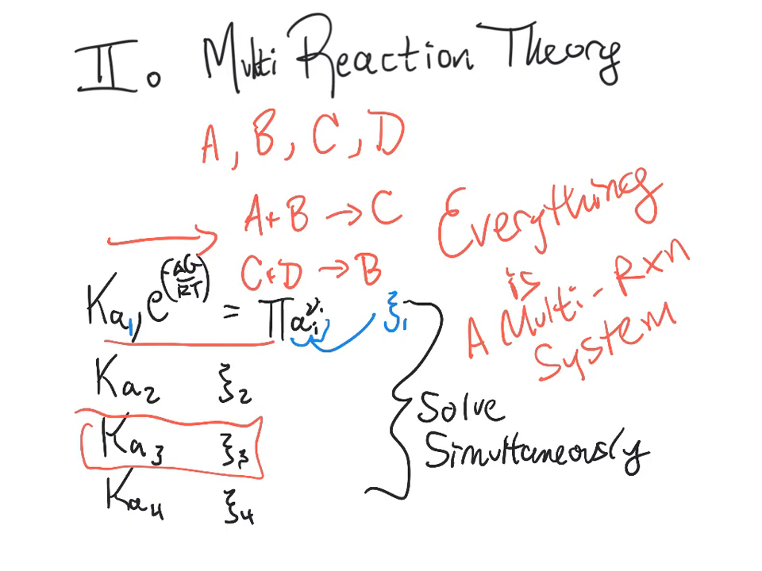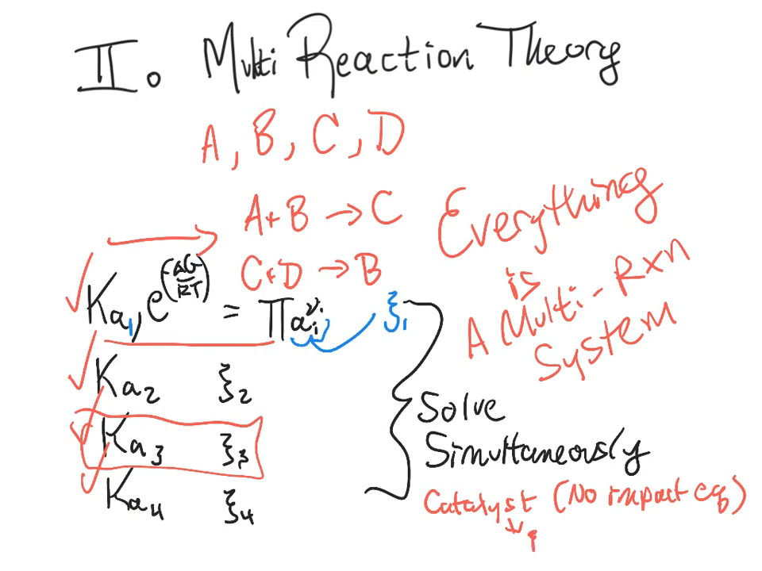Now, in the real world, if you're building a reactor and you really want some reactions to occur and other ones not to occur, what you do is you add a catalyst. Now, a catalyst does not change Ka. It has no impact, right? So catalyst, no impact on equilibrium. A catalyst changes rate, changes speed.